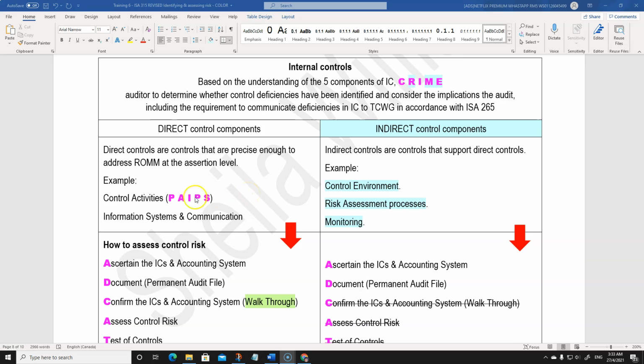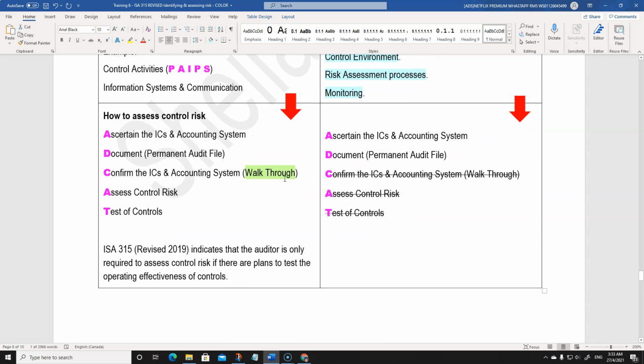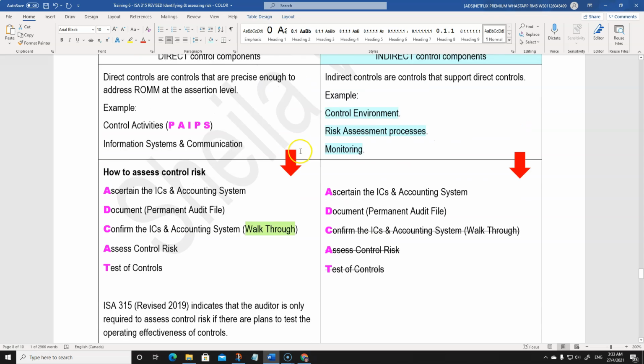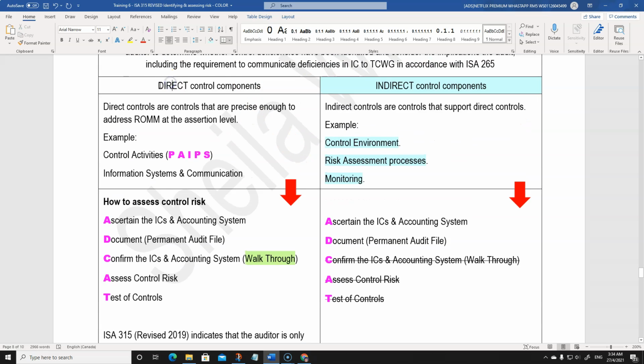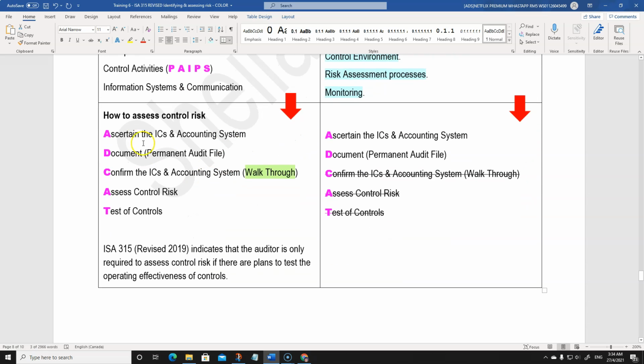The internal controls that have the direct effects is control activities. This one, control activities, and information and communication. This is to do with the accounting system. Now, what's the difference here? The revised standard says that for this category of internal controls, the direct control components, we're supposed to ascertain the internal controls, find out about the internal controls, document them in the permanent audit file, carry out a walkthrough.